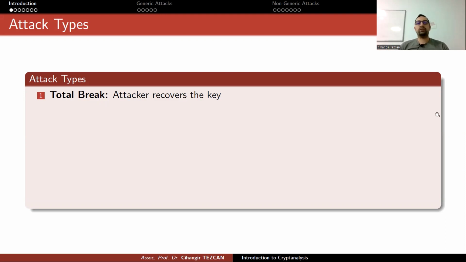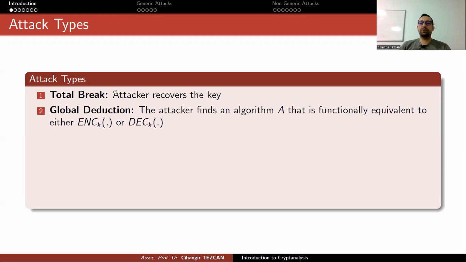Total break is actually the thing that comes to mind first, because in this attack type, you try to recover the secret key. In block ciphers, we have a secret key. And of course, if you can capture it, this means that you can encrypt anything and decrypt anything since you know the secret key. So whole security actually depends on the fact that the secret key is kept secure. But of course, sometimes you can do something different.